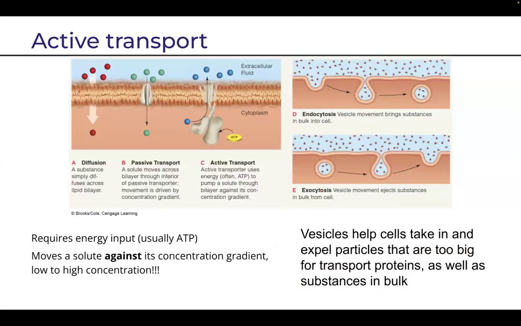Okay, so let's visit active transport. Remember, we mentioned that active transport uses energy, right? Diffusion just follows its concentration gradient. Passive transport also follows the concentration gradient, but we need that protein channel. And then you have active transport, which goes against its concentration gradient. You also need some kind of channel to help move it, and you need energy.